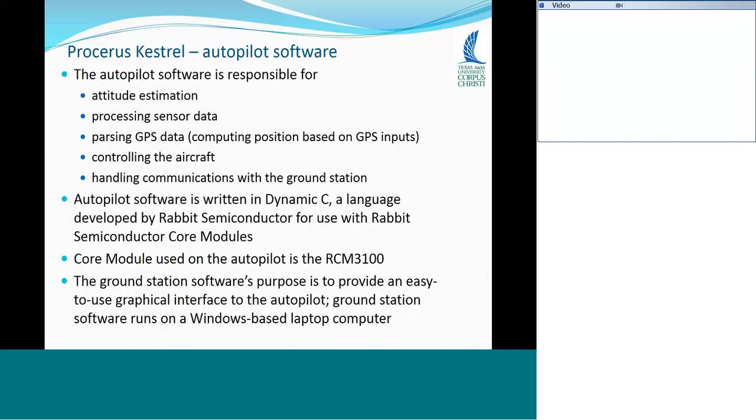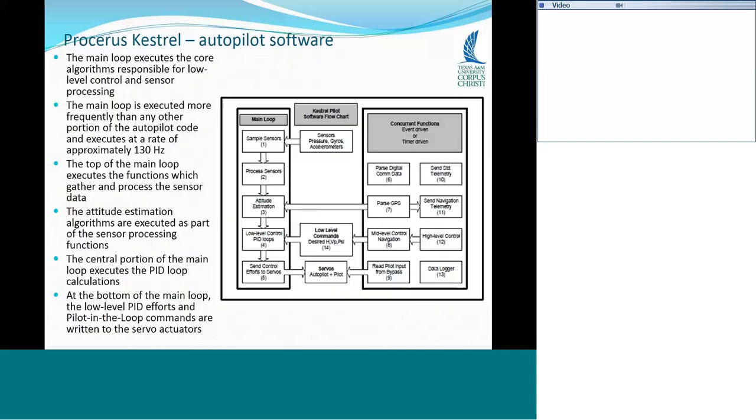It's written in this particular language, Dynamic C. We've already talked about the core module that's used. And the software's purpose is to provide an easy-to-use graphical interface to the autopilot. The ground station runs on a Windows-based laptop computer. All right. So this is a schematic of the software.